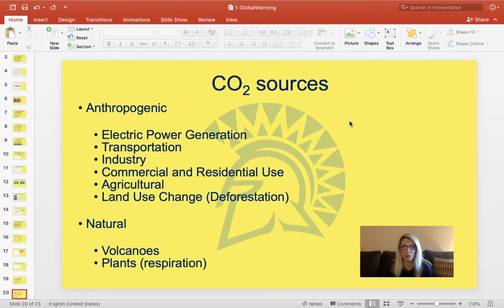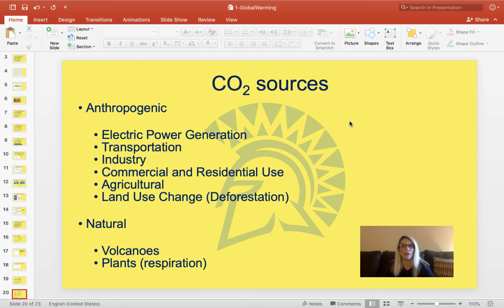But where is the CO2 coming from? We have two sources. We have anthropogenic and we also have natural. So we have electric power generation, transportation, industry, commercial and residential. We have agriculture and land use, deforestation.